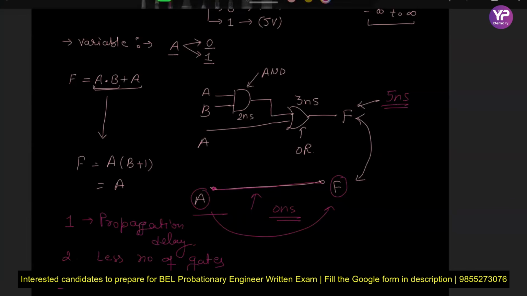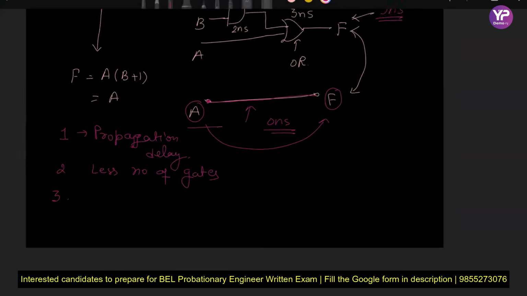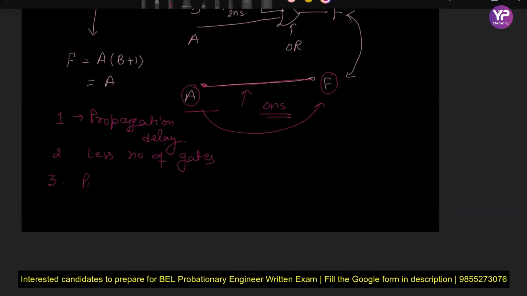If you are having a higher number of gates, let's take 3 to 4 gates, that will dissipate a higher amount of power. If you are having fewer gates, that will dissipate less power, so power consumption is reduced.